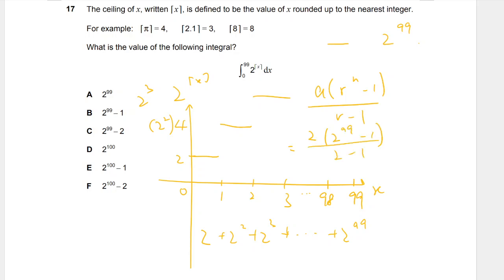What does that give me? That is 2 to the 100 minus 2, as I just expand the brackets on top. The denominator is just 1, because 2 minus 1 is just 1. So, therefore, I would have 2 to the 100 minus 2 as my final answer. So always draw the graph, always.